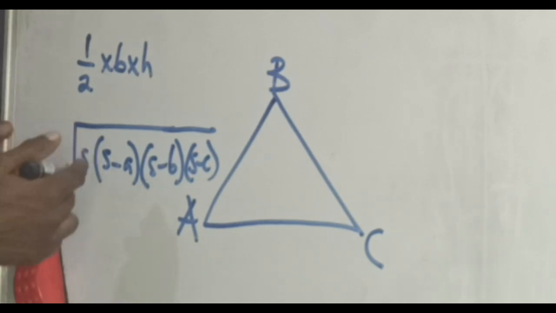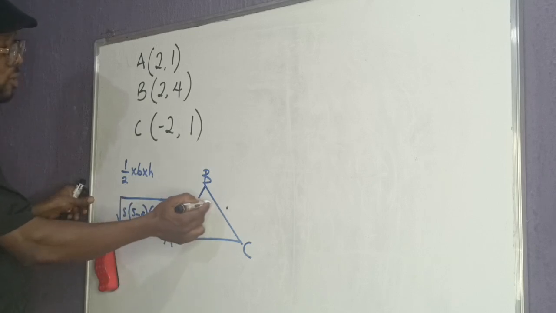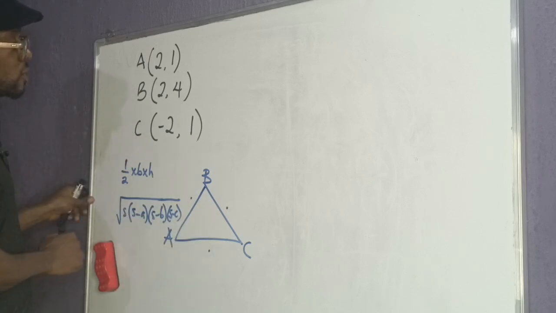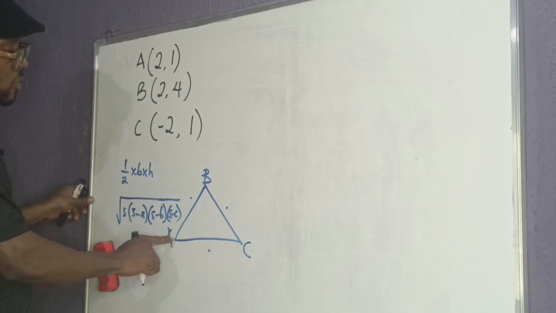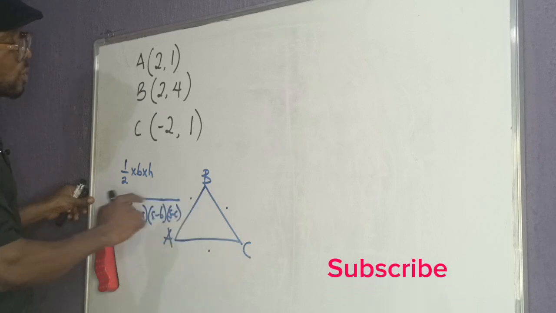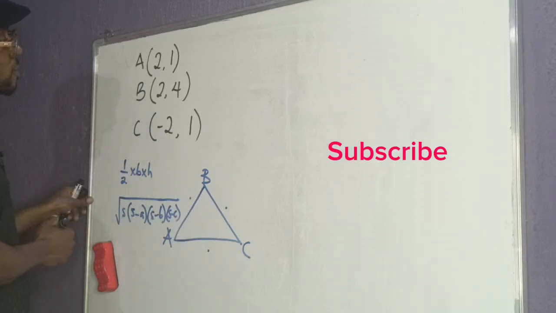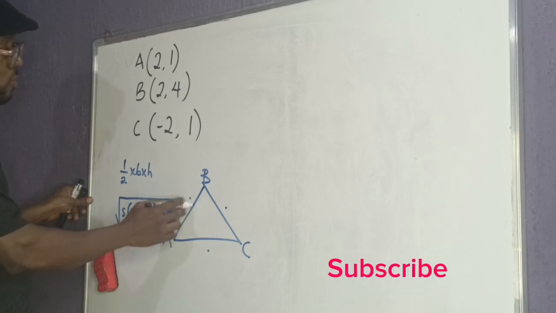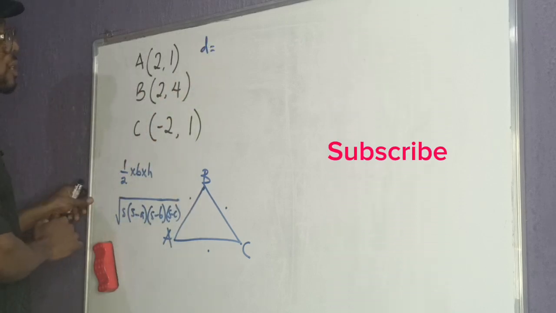But whichever formula we may decide to use, we do not know the various lengths of the sides of the triangle. And that will lead us to finding the lengths A to C, A to B, and B to C. So let us do that right away. How do we get the distance A to B? We adopt the distance between 2 points on a Cartesian plane.